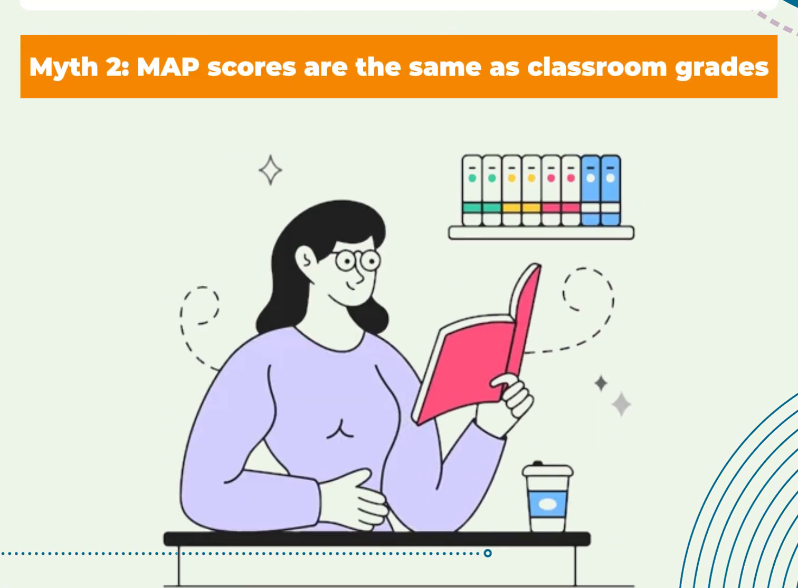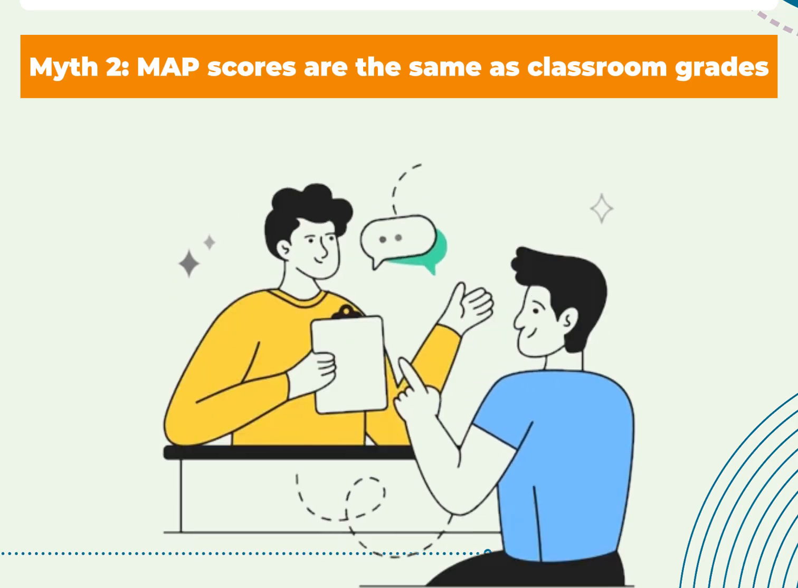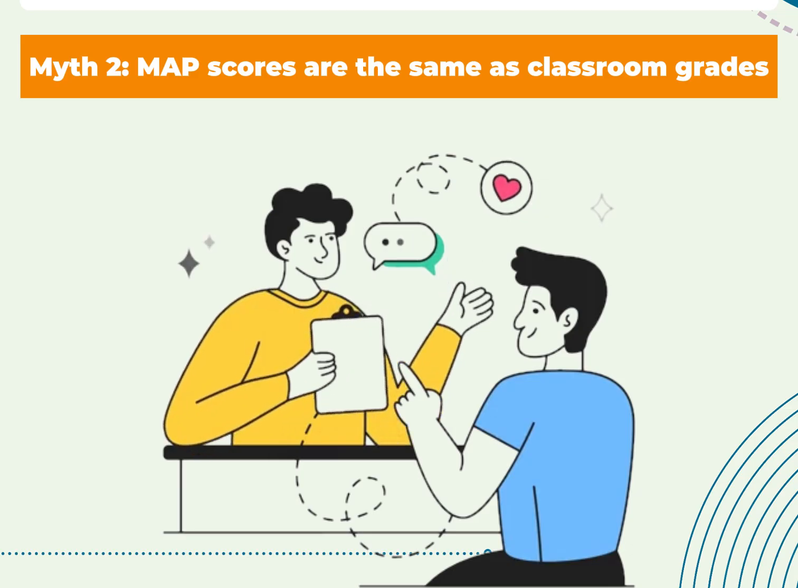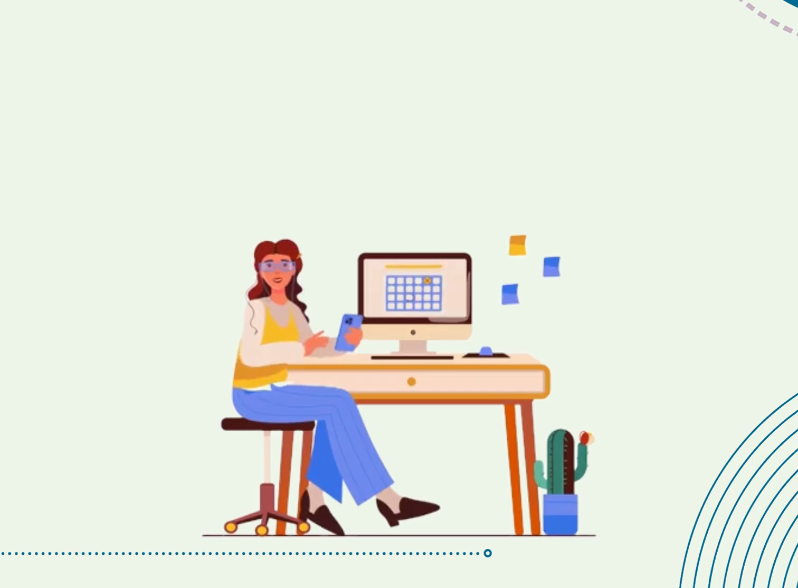Myth number 2. A MAP score is the same as a classroom grade. No. A classroom grade measures performance in a specific class. A MAP score measures instructional level and growth. They are connected, but they are not the same thing.